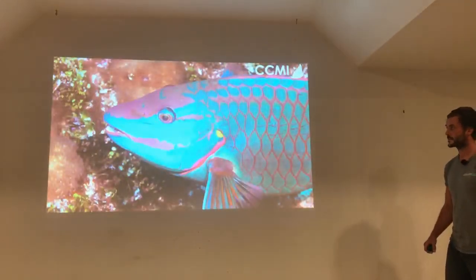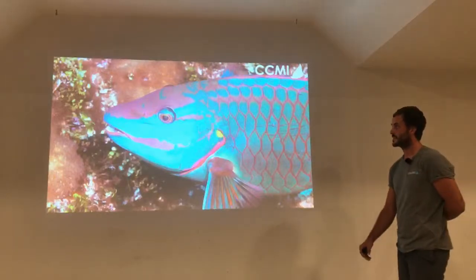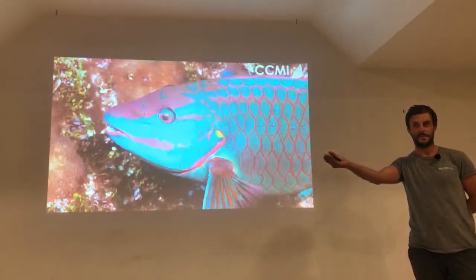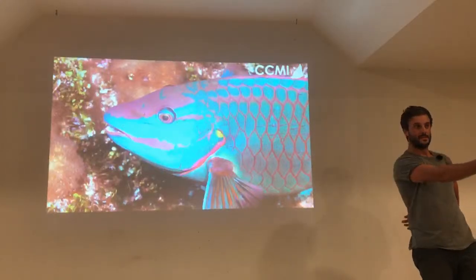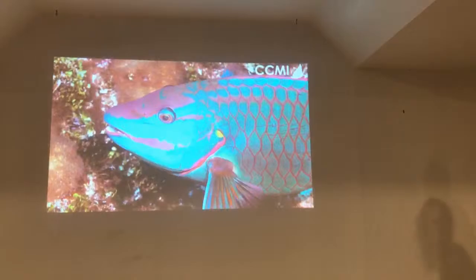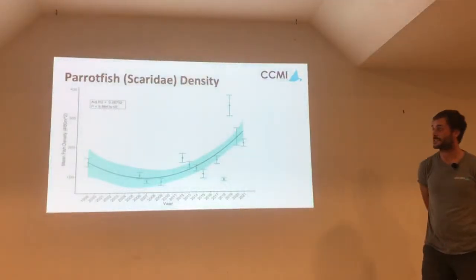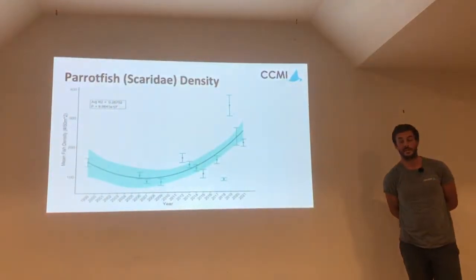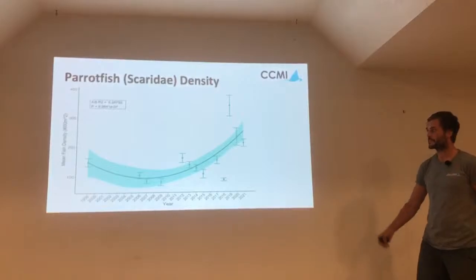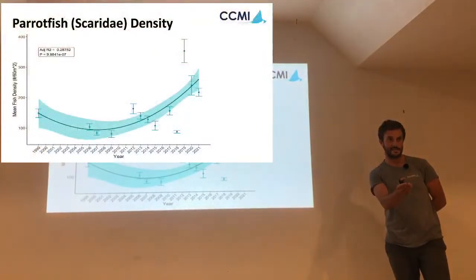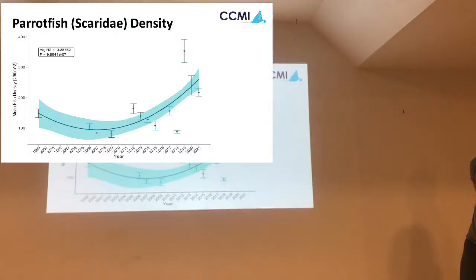Oh, so good. So this is stoplight parrotfish in its terminal phase. Does anyone know why parrotfish are so important to the reef? Nice. Yeah. So they're super important grazers. Our parrotfish density has significantly increased since 1999, which is really, really cool to see. They're a key herbivore on a reef, so we do need them. They graze for 90% of the day. So yeah, this is a really cool trend to see.